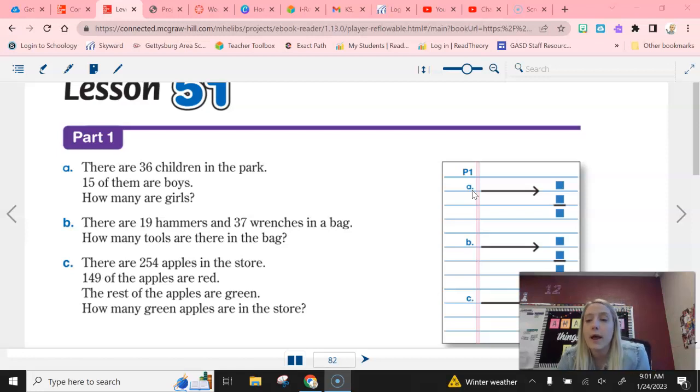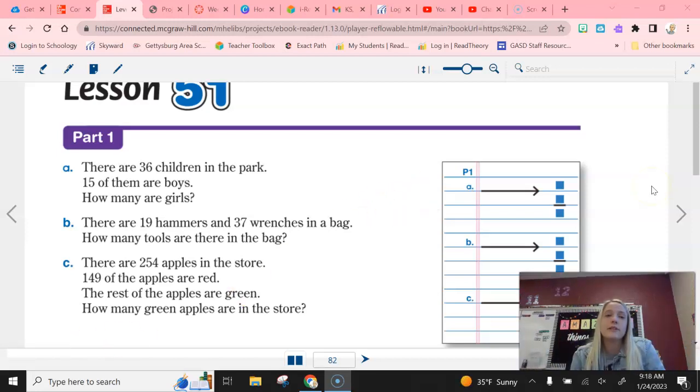And then it gave you the red apples, which is 149. So I have an add-end and a total. What do you do with an add-end and a total? So pause and solve. All right, you should have taken 254, and you should have subtracted the 149, and you should have got 106. So how many green apples are there? 106 green apples.